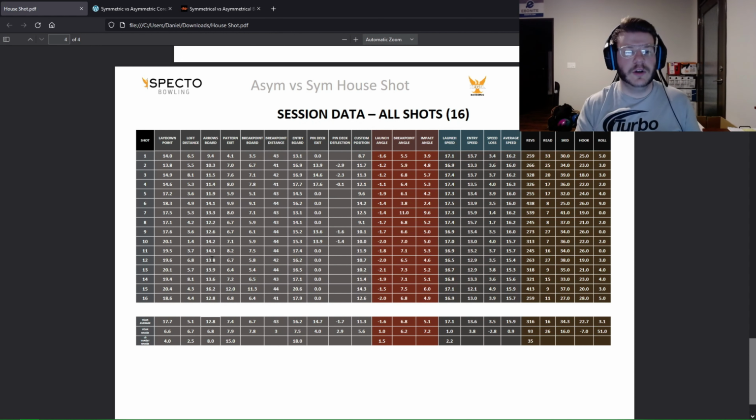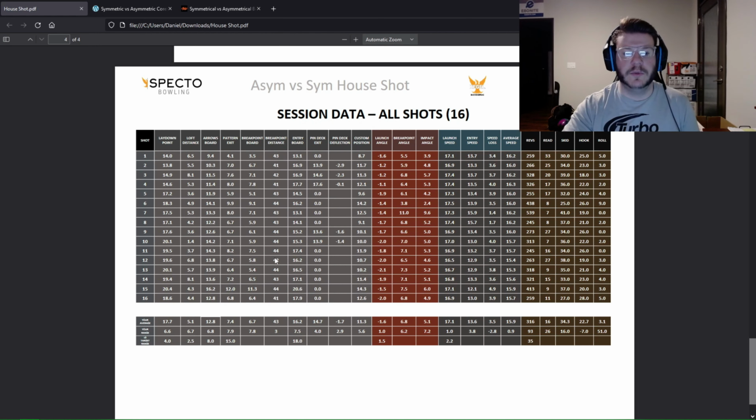Let me go over 2 shots to start with, and then we'll go over 2 more after that and break it down. We're going to be looking at shot number 12, that's this one that I've highlighted right here, and then shot number 13 right here. So 12 was thrown with the Reality, the asymmetric ball. What we saw out of that one was it was at 13.8 at the arrows, as you can see in this column here. And then the pattern exit board was 6.7, and the breakpoint was 5.8. And that was at 42 feet. So that breakpoint that you see here, 5.8, that's where it was at 42 feet.